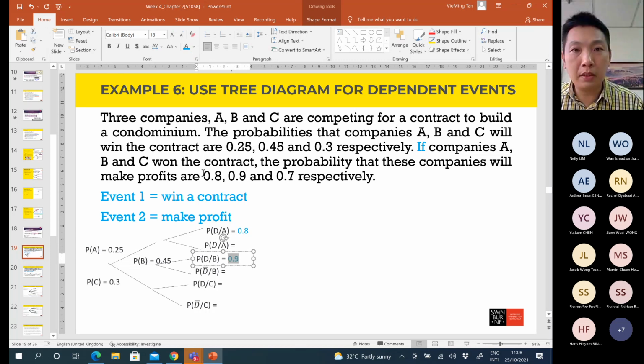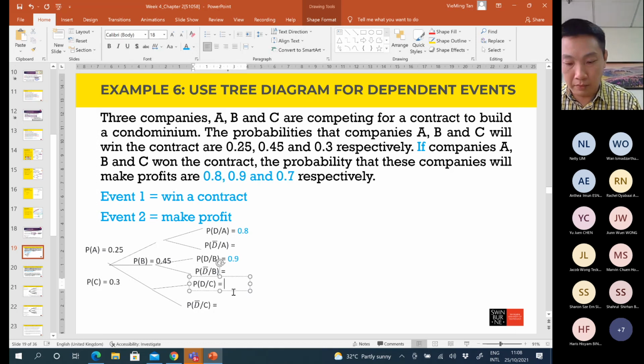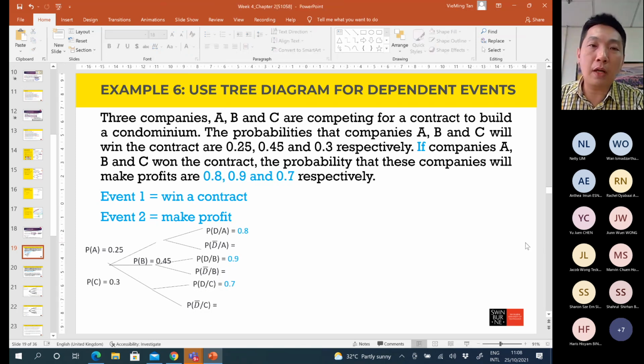Okay, it's from here, these numbers. This one is equal to 0.7. Okay, so now you may ask, then what happened to these 3 branches? The figures are not given, right? Not given. So how do we calculate probability D bar given A?